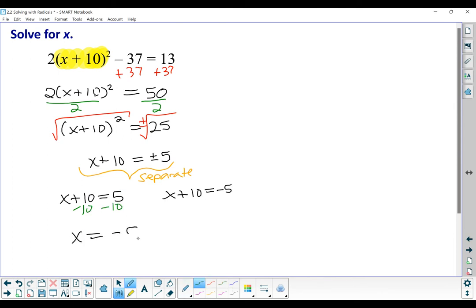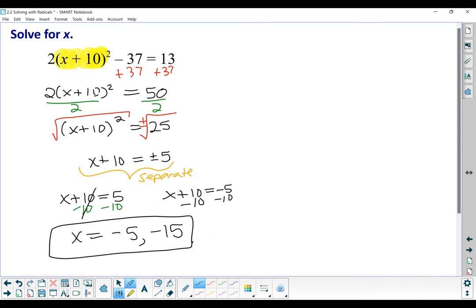So in this case, we get x is equal to negative 5. And in this case of the second equation, we get x is equal to negative 15. So we can have two answers that are negative. We can have two answers that are positive. It really just depends on the structure of the equation.